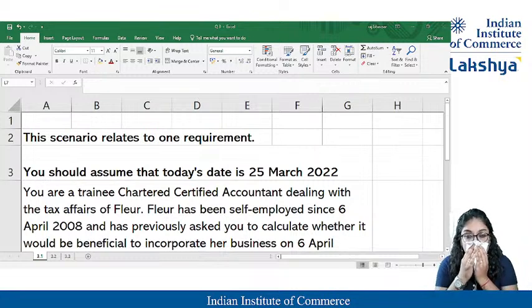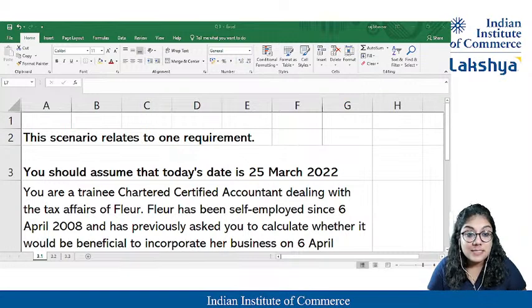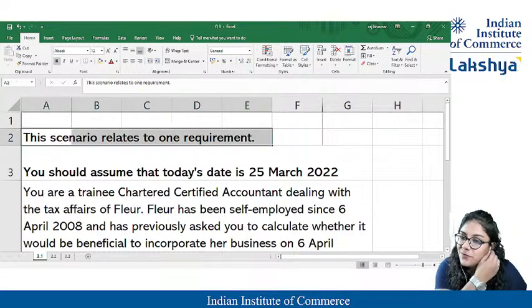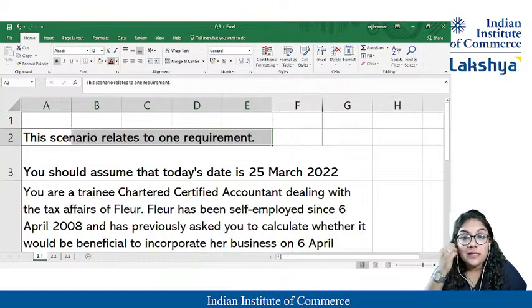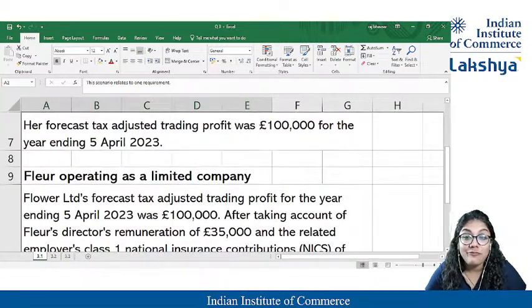Okay, students, now this is a question which is being tested for very good marks, and it has only one requirement. If in any question, guys, there is only one requirement, we need to analyze that this question is to be taken care of very well.